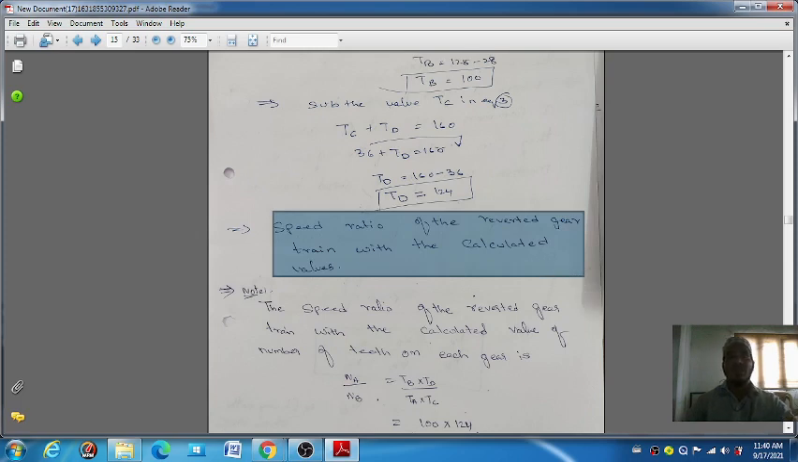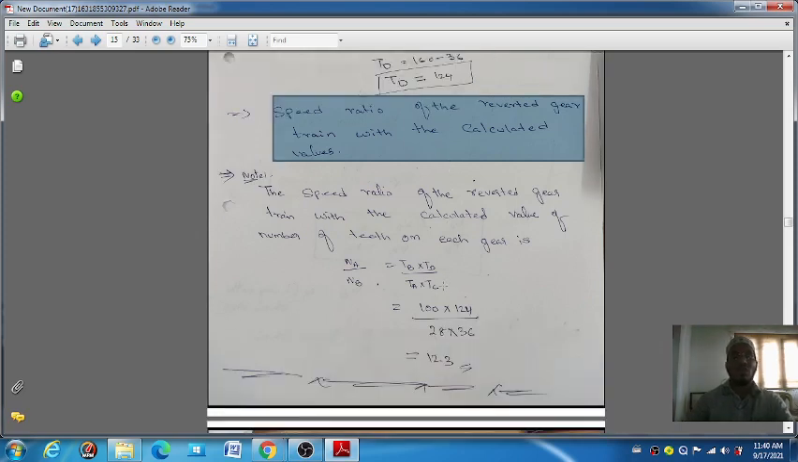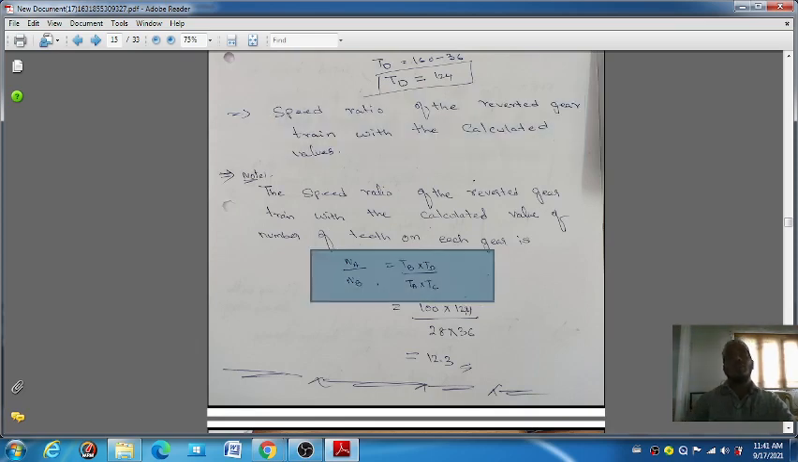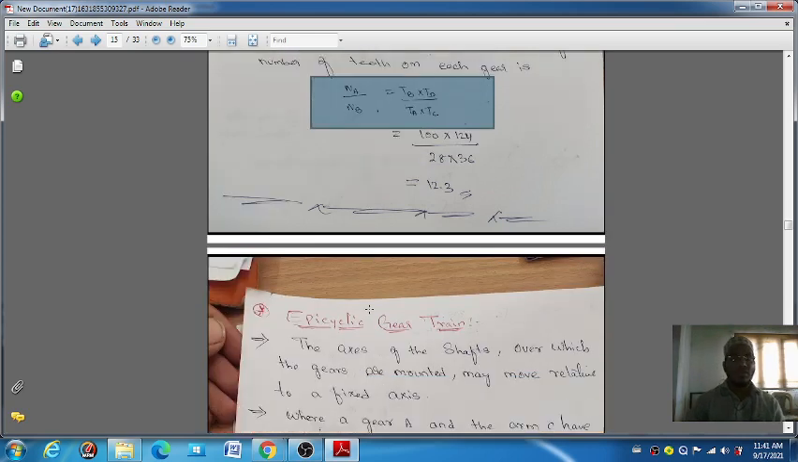Just now we calculated the number of teeth. The note is given for you to know how to calculate the speed of the gear. You know very well we have a formula: Na by Nb is equal to Tb by Ta is equal to Td by Tc. Just substitute the values we just got for the number of teeth, and we will get the relation between the speeds, the ratio of Na by Nb. Okay, this is your reverted gear train.